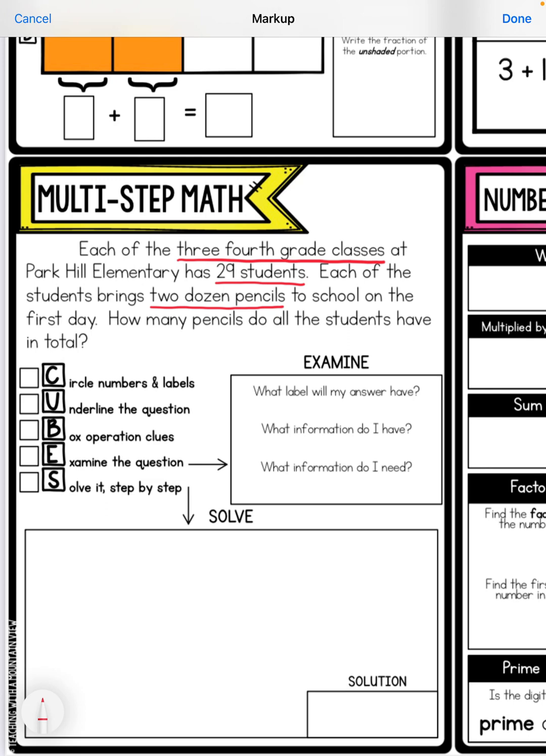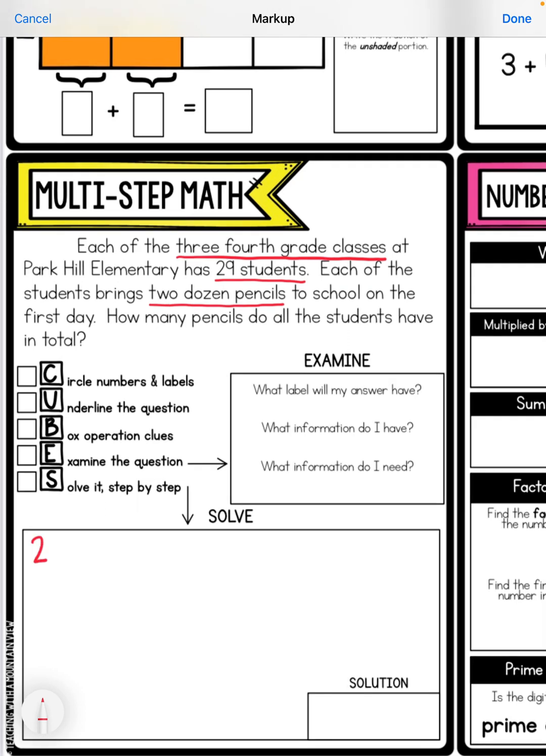So first we need to figure out how many students there are total in the 4th grade. So if each class has 29 and there's 3 classes, we're going to do 29 times 3 to figure out how many students there are total. So go ahead and stack this like a normal multiplication problem. And then we're going to solve.